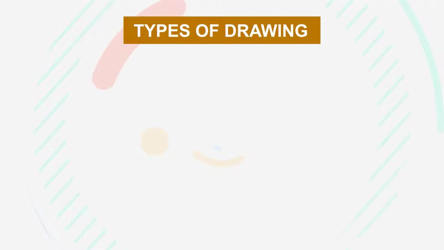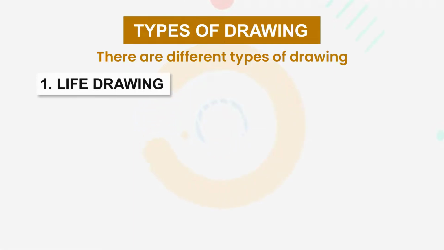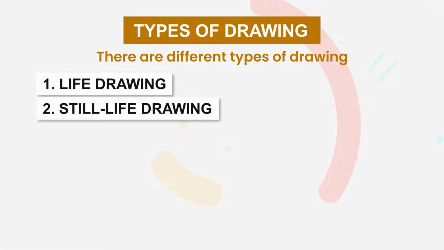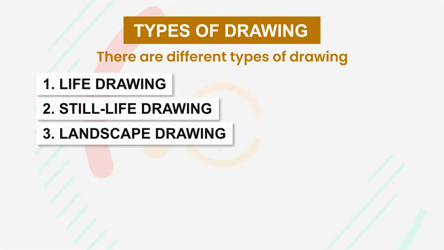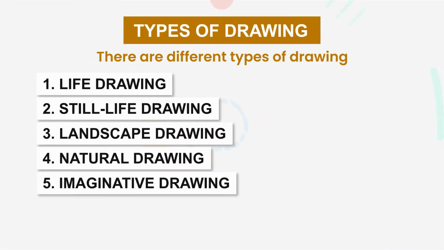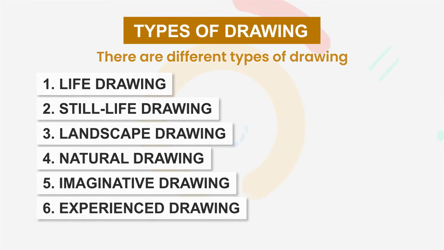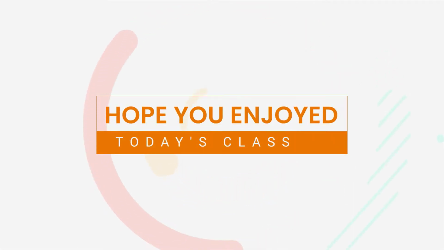Types of drawing. There are different types of drawing. Number 1. Life drawing. Number 2. Still life drawing. Number 3. Landscape drawing. Number 4. Natural drawing. Number 5. Imaginative drawing. And number 6. Experienced drawing.